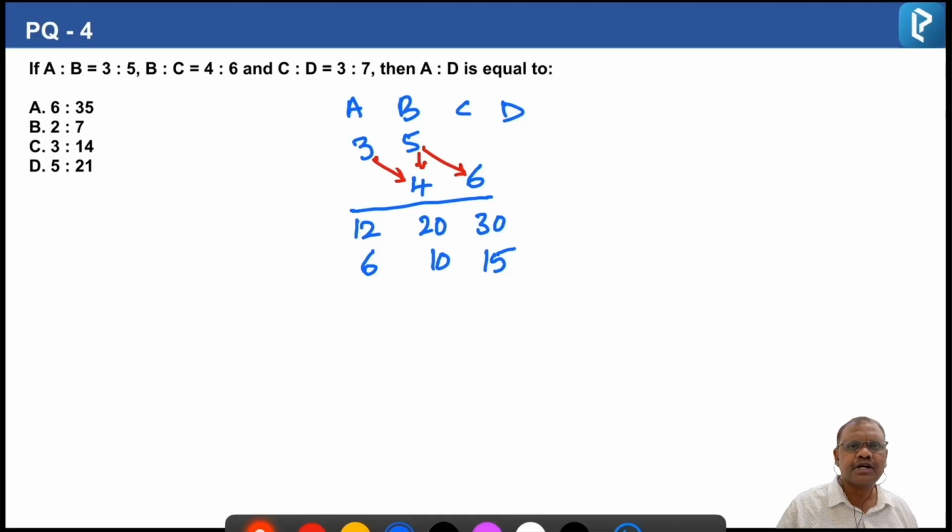Now we have to combine the third ratio. C is to D is 3 is to 7. So write down C under C, 3 is to 7. So how to combine? 6 should be multiplied by 3.